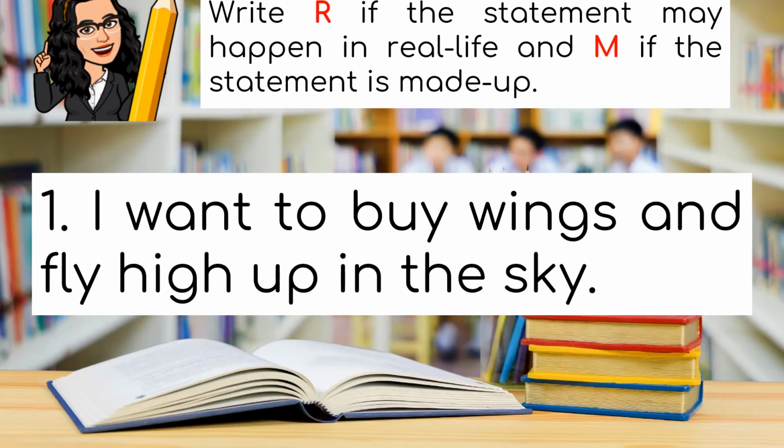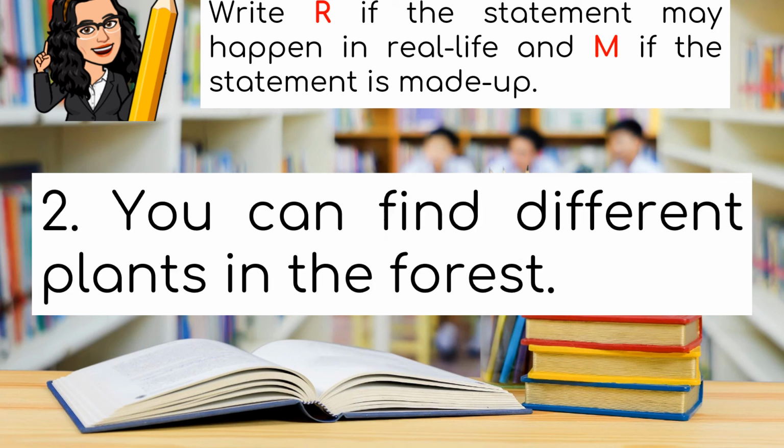For this activity, write R if the statement may happen in real life, and M if the statement is made up. Number 1. I want to buy wings and fly high up in the sky. The correct answer is M. Made up. Number 2. You can find different plants in the forest. Is it R or M? The correct answer is R.